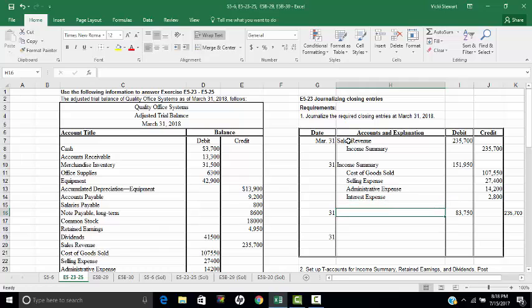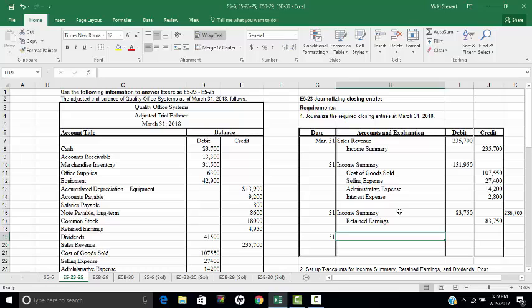Next, we're going to close income summary. So since income summary would have a credit balance, $235,700 minus $151,950, we're going to debit income summary for the difference, $83,750, and credit retained earnings for that amount. And that is the net income for Quality Office Systems.